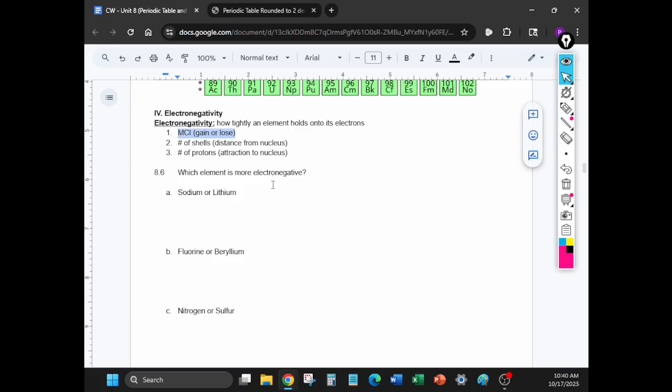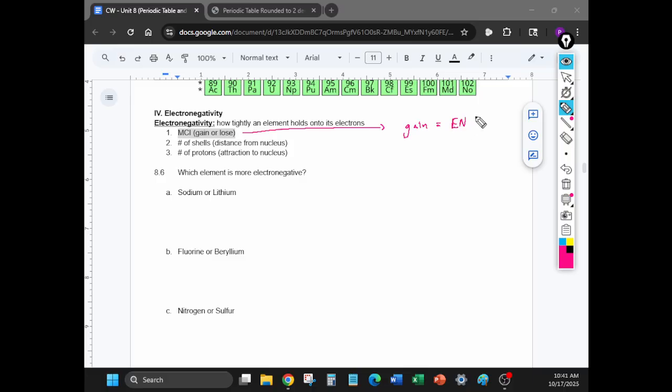What is its most common ion? Does it want to gain electrons or does it want to lose electrons? And if we want to extrapolate that a little bit, if it wants to gain electrons, the electronegativity will be higher. But if it wants to lose electrons, the electronegativity will be lower. And EN is just my way of shortening electronegativity.